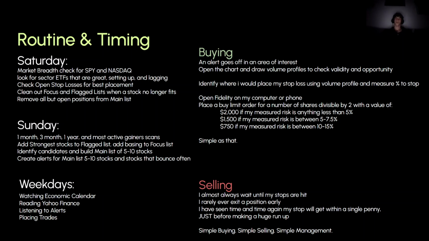So yeah, and then my buying is very, very simple. An alert would go off in an area of interest, whether that be I'm setting alerts for super strong, lower high volume nodes within a consolidation. And then I'll open the chart, identify where I want to place my stop. I'll just measure the length, and then I'll open Fidelity, and this is sort of the numbers that I'm using. The general rule of thumb: if my account's $11,000, I'm not going to risk more than 1%, so $100. So that's sort of where this comes from.